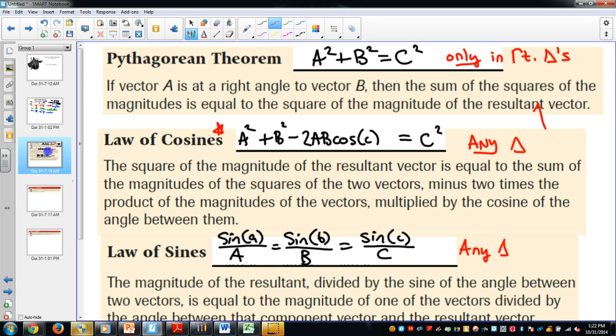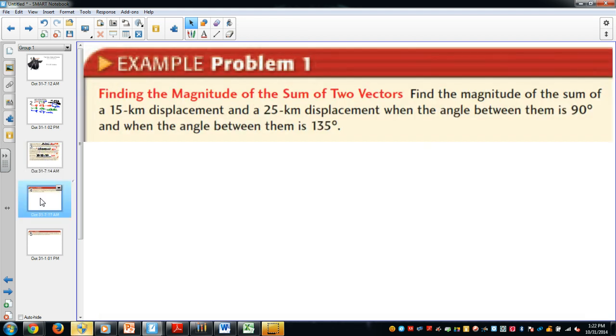These are in your book. These descriptions of what they are, they're just in words, in sentence form, exactly what the law is. So let me give you our first example.